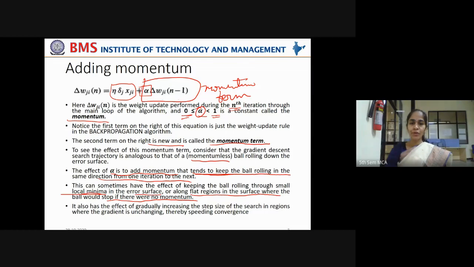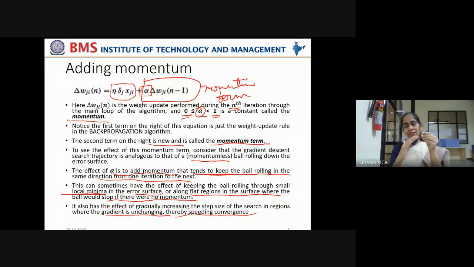It also has the effect of gradually increasing the step size of the search in regions where the gradient is unchanging, thereby speeding the convergence. Gradient means what? Slope. Where the gradient is not changing, say it is a flat surface, there is no steepness in the inclination. In that case, it may adjust there. So in that case, it will provide a speed, it will provide a momentum, it will provide a push to the model in order to go further. Don't stop here, go further, because you may reach a global minimum where the prediction error is very, very low, which is your optimal adjustment of weights that have to be reached by the model.